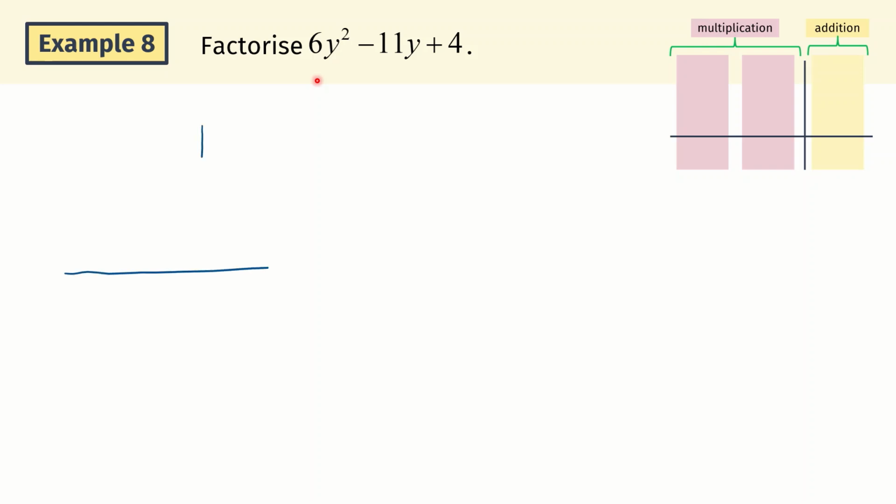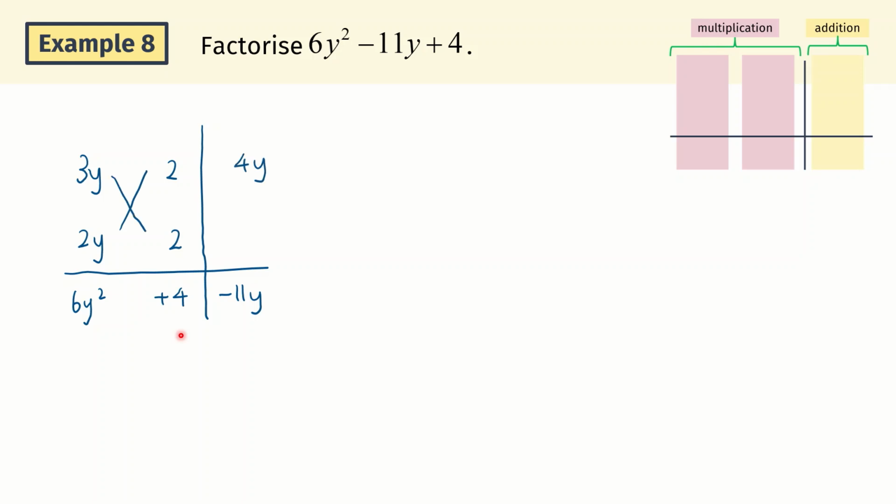So we draw our frame, we put in our numbers based on the terms that we are given, then we start considering what the factors are. So what times what will give us 6? We know that 3y and 2y could give us 6y squared. So I'll start out with that first. Then for 4, I may want to think about 2 times 2. Okay, so with this idea, let's do the cross. 2y times 2, I will get 4y. 3y times 2, I will get 6y.